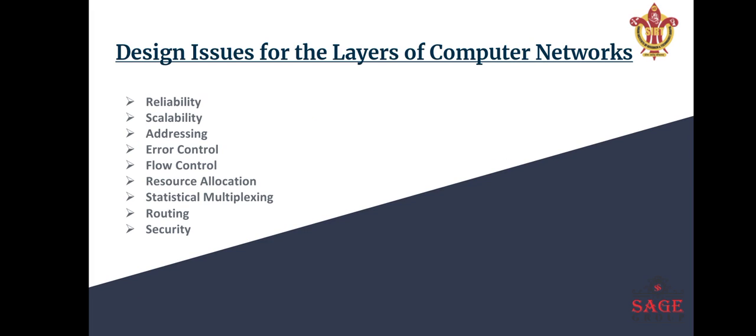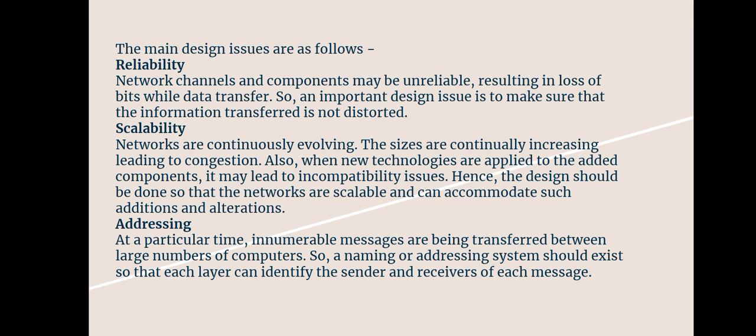Now, the design issues for the layers of a computer network. The first one is reliability, then scalability, addressing, error control, flow control, resource allocation, statistical multiplexing, routing, and the last one is security. Now, the main design issues are as follows.